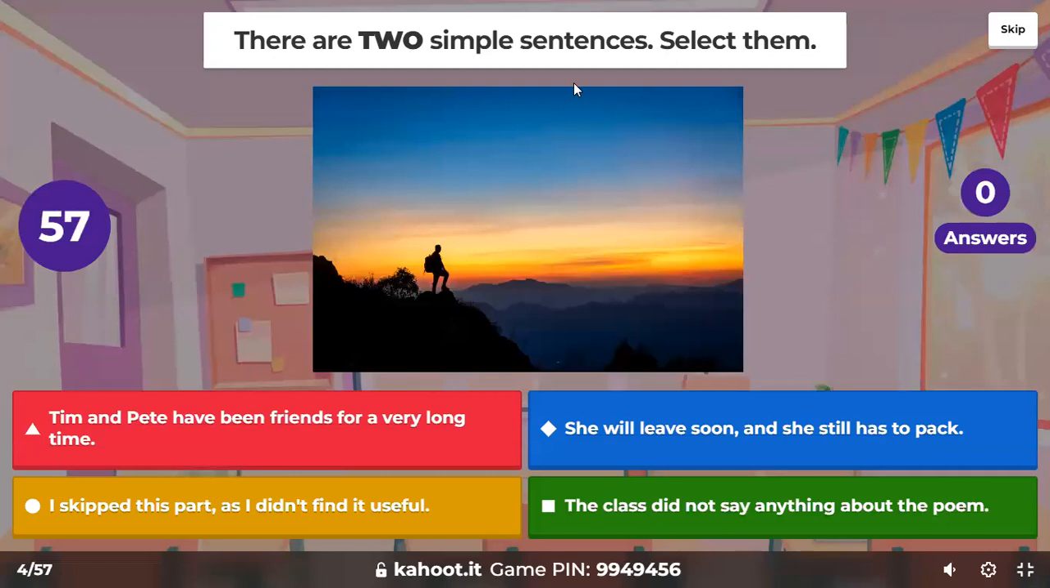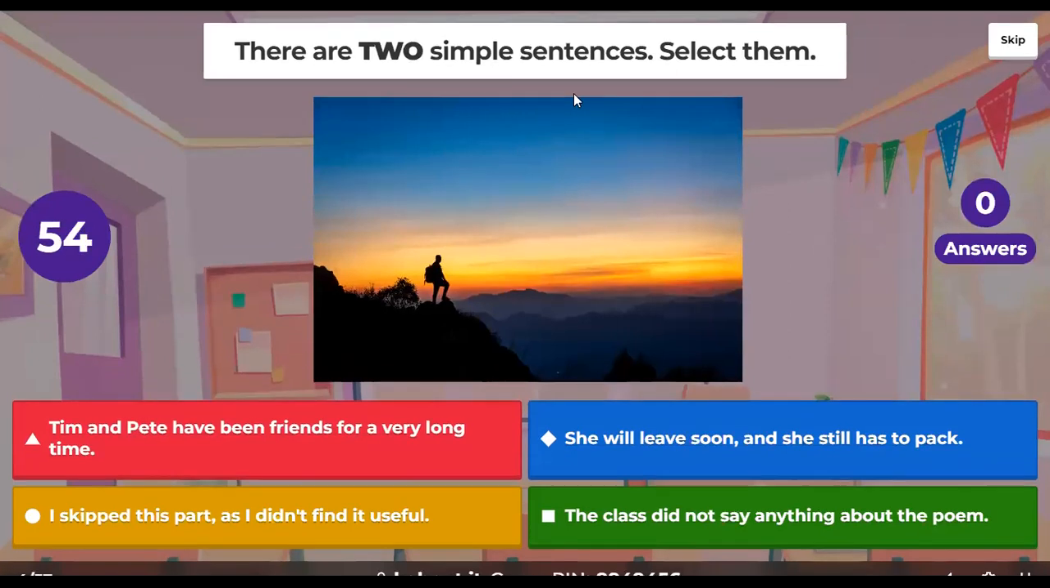So question number 1, there are 2 simple sentences. Select them. Now here I've given you 4 sentences. 2 of them are simple. So I'd like you to select them. Only the simple sentences.